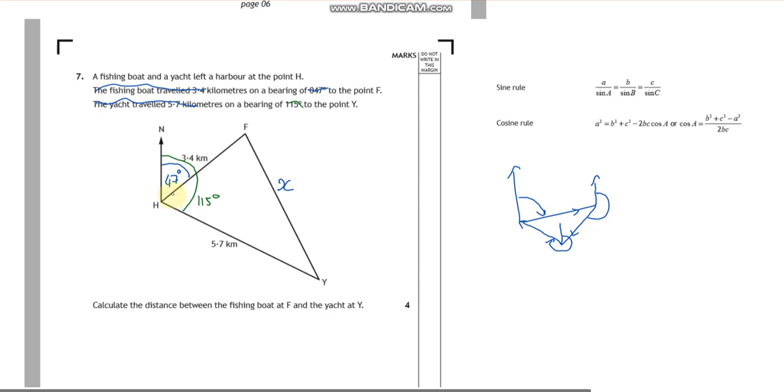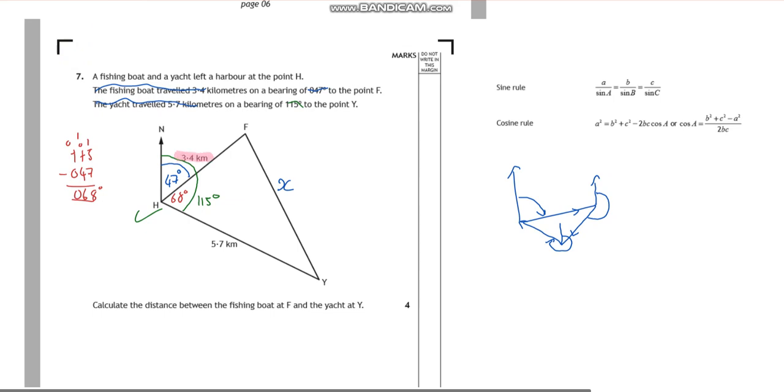So I'll just do 115, take away 47. 5 take away 7, need to borrow. So that'll give me 8, borrow again, 6 and 0. So 68 degrees is going to be this angle in here. So this is why this is a 4 marker. There's a wee bit of setup involved just to get you going. Okay? And your first mark is indeed for working out that 68 degrees. Now we need to pick, well, what rule are we going to use, sine or cosine?